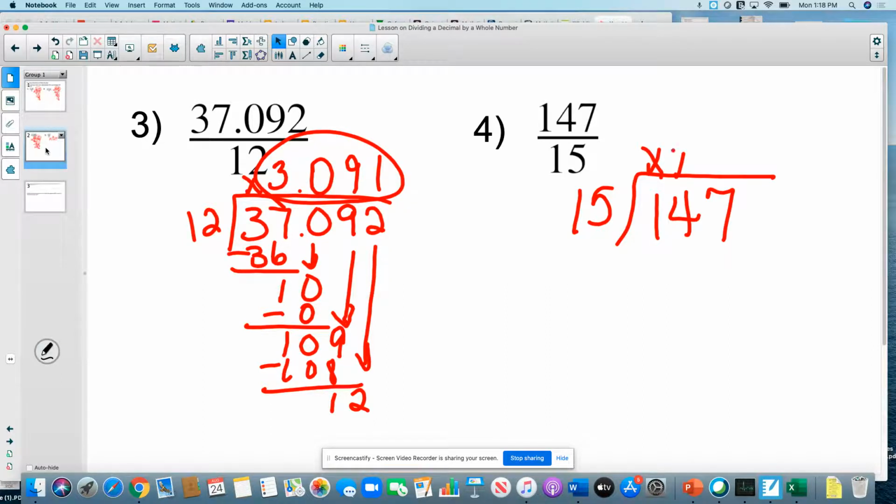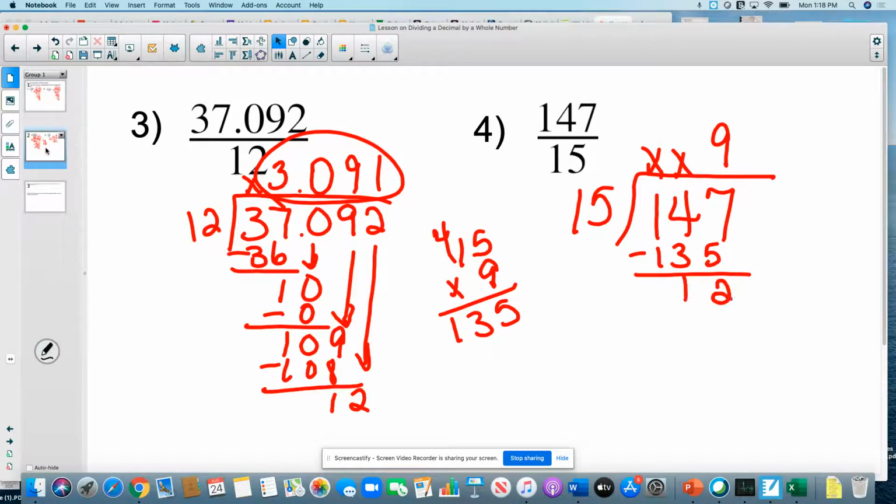15 can't go into 14. So you have 15 into 147, which is 9 times. If you don't know your multiplication, you take 15 times 9 on the side. That's 45, and 9 plus 4 more is 13. So you get 135. Subtract, you get 12.